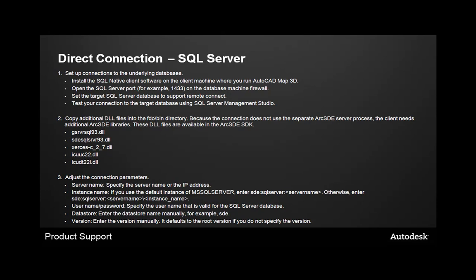The big difference between the direct connections and the instance is that you actually have to set up the connections to the underlying databases. And how you actually access that data is going to be slightly different than if it's an instance. So we're going to install the SQL native client software on the client machine where you're running Map 3D. You're going to open up the SQL Server port, for example 1433, on the database machine firewall, set the SQL Server database to support remote connect, and then test the connection.